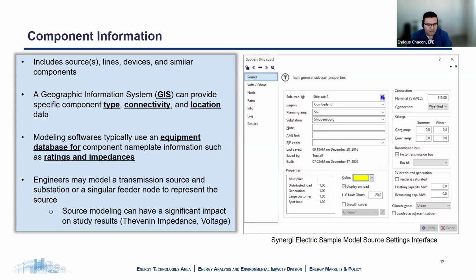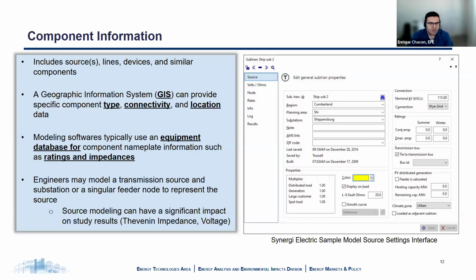As I mentioned, when the GIS information carries over, a lot of useful information is provided. So you have component type, the type of connectivity, and in some cases, the location data. When these modeling softwares take in the GIS information, they typically use an equipment database for the component nameplate information. So you'll have transformer banks, you'll have cables, you'll have conductors. In some instances, you could have maybe inverter models.